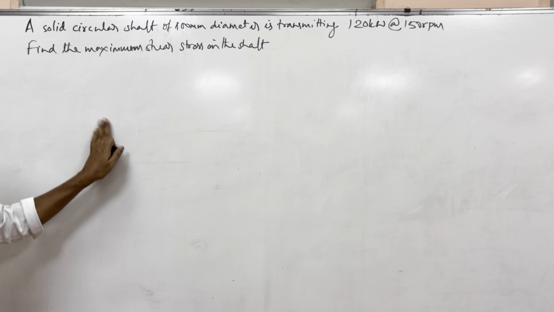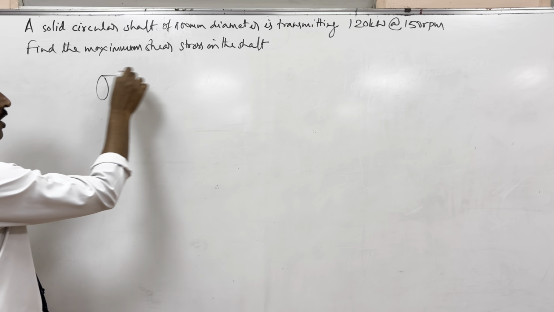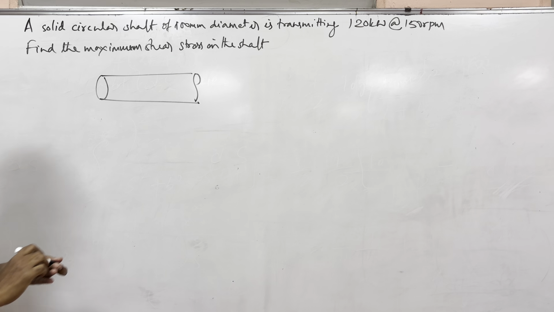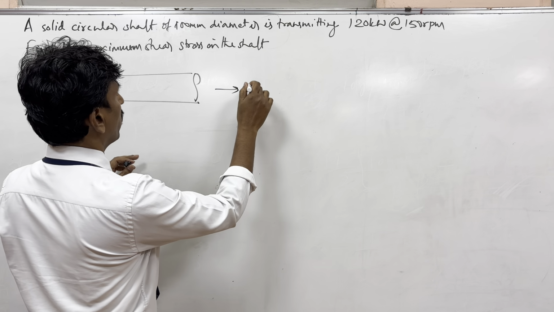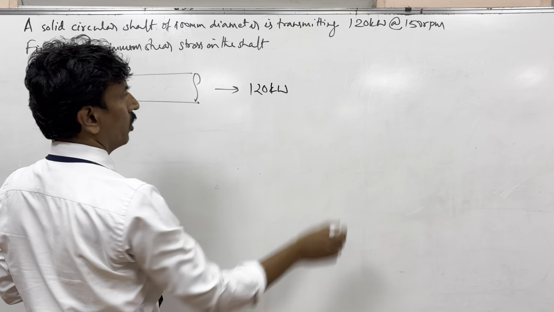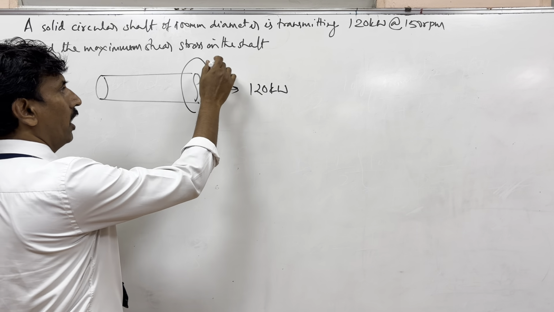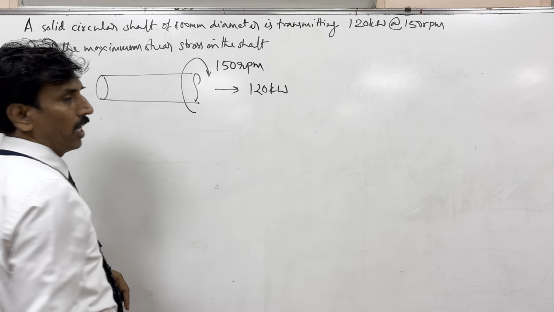Guys, basically we transmit power using shafts. So shafts could be circular shafts like this. It would look like this, and this will have some diameter. And the power which is being transmitted is 120 kilowatts, at 150 RPM.